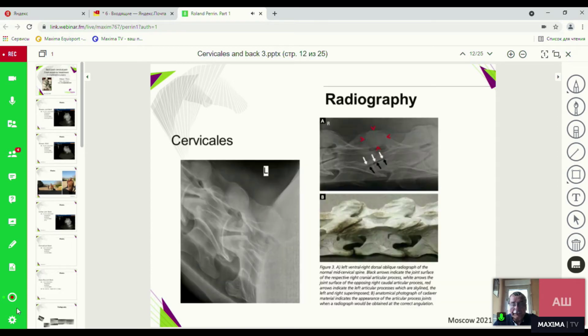And the same for the cervical, you can do oblique view to see more the joint.